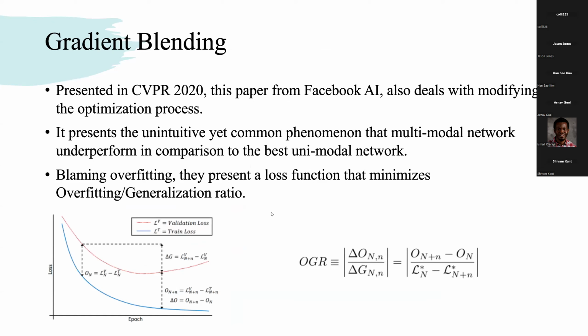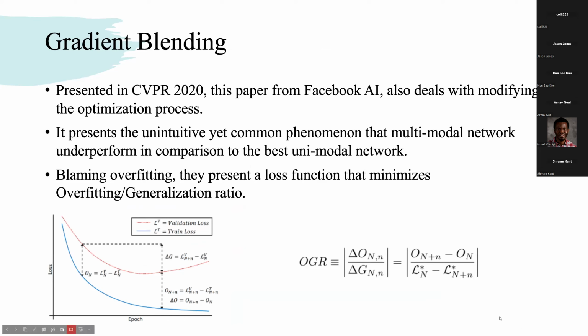The second paper was gradient blending. It was presented in CVPR 2020, and this paper was from Facebook AI, which dealt with modifying the optimization process again. It presented an unintuitive yet common phenomenon that a multimodal network underperforms in comparison to the best unimodal network, and it blamed overfitting for it, that multimodal networks usually overfit.